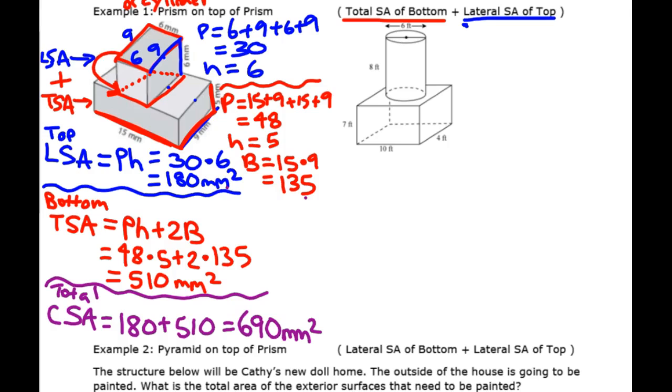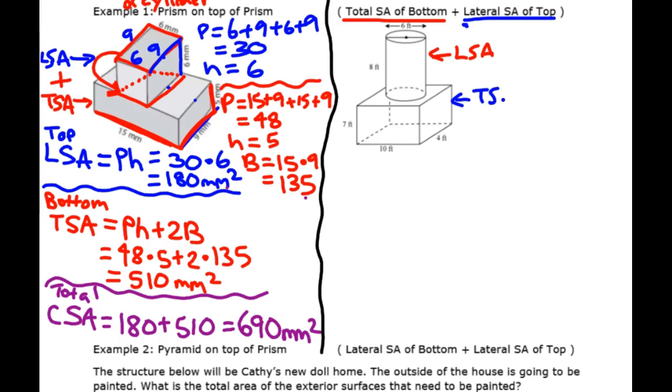Let's do another one. This one's a little different. The main difference is that we're talking about a cylinder on top, but it's the same idea. We're going to do the lateral surface area at the top, and the total surface area of the bottom, and then we're going to add them up, right? So let's start with the lateral surface area at the top. How do you find the lateral surface area of a cylinder?